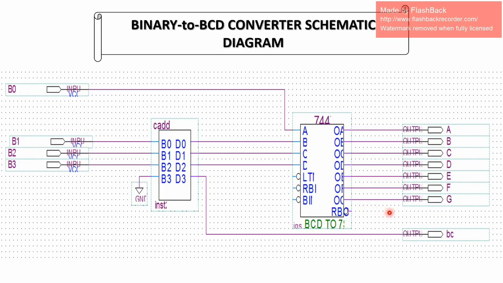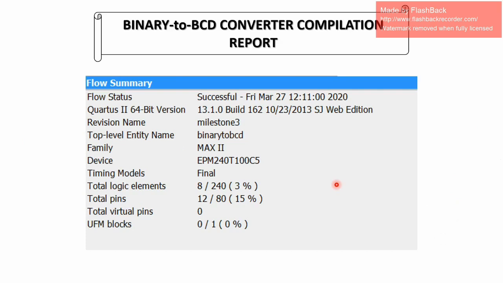The output from this circuit is A to G and also BC. Since we will count from 0 until 15, we need to have two 7-segment displays. The A to G output will be supplied to the first 7-segment display, while the BC output will be supplied to the second 7-segment display. So next, we will take a look into the compilation report.